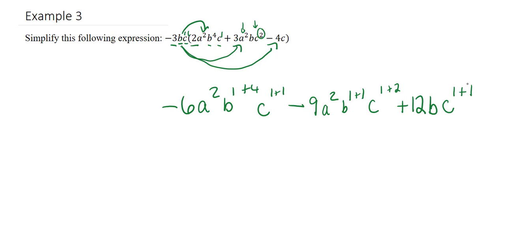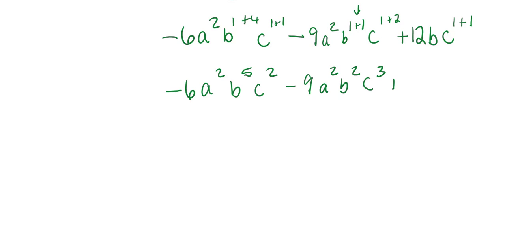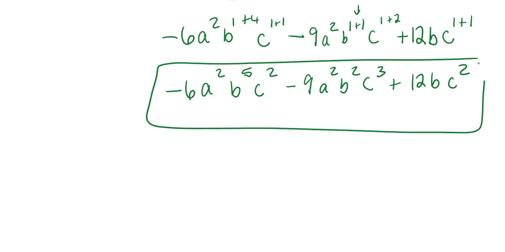So let's go ahead and simplify. So we have negative 6a squared b to the 5th c squared minus 9a squared b squared c to the 3rd plus 12b c squared. And that would be our final answer.